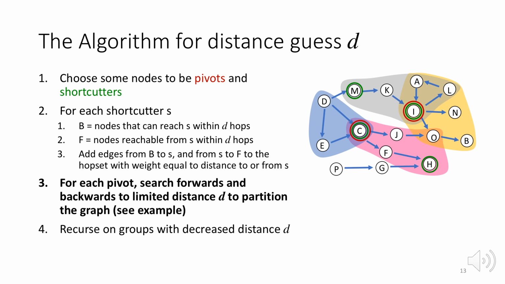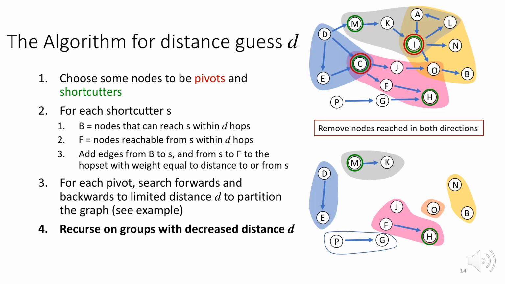Next, we search forwards and backwards to a limited distance d to partition the graph. We partition the graph such that nodes are in the same subgraph if they have the exact same relationship to each of the pivots. In this example, again, the distance was 2, and so the nodes J, F, and H are in the same subgraph because they're reachable from C at distance 2, and they're not reachable from the node I. The node O is in a different subgraph because it was also reachable from I, so it's in this overlap. In the picture, the different subgraphs are represented by the different colors.